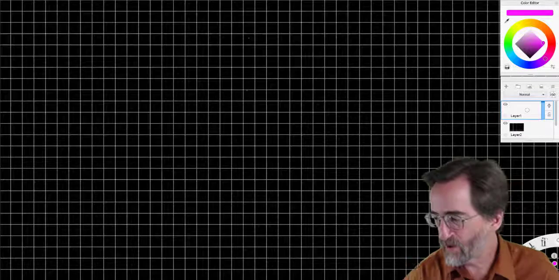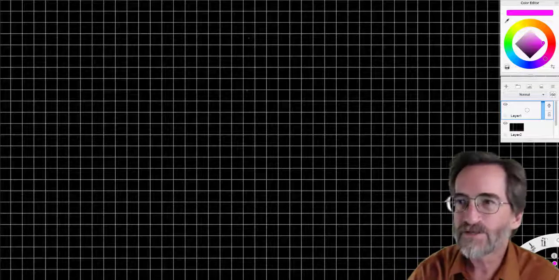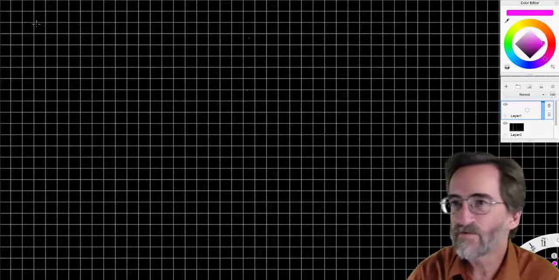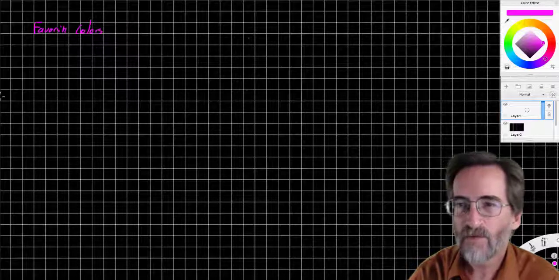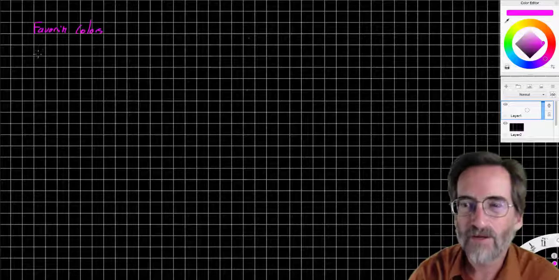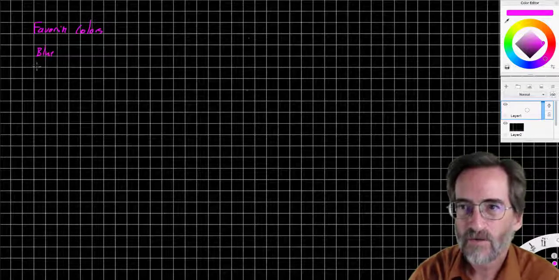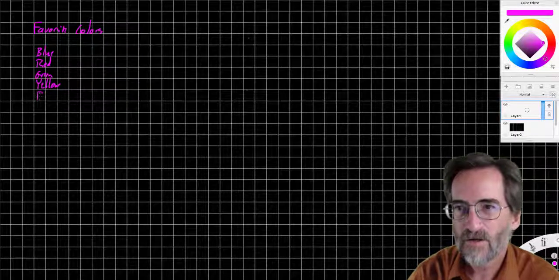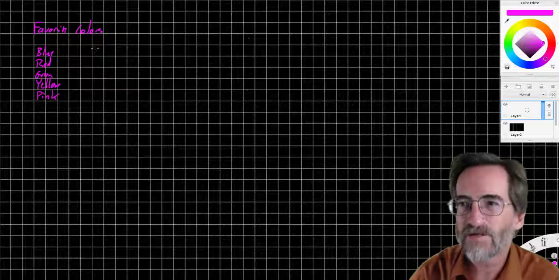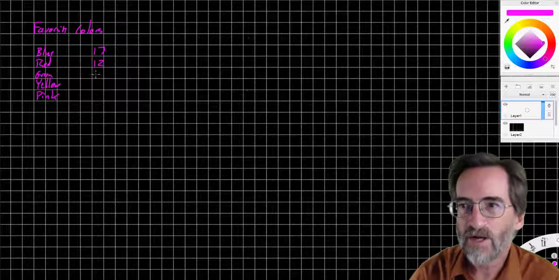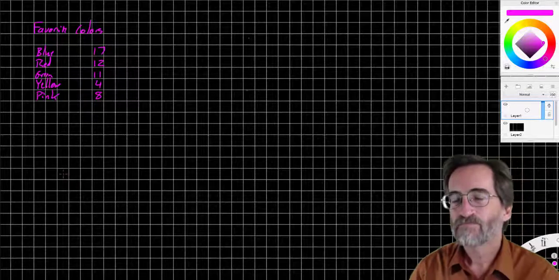So a bar graph is something that you're familiar with, hopefully. Let's say we did a survey, and our survey included favorite colors. On the survey they had these choices. They could pick blue, red, green, yellow, pink. I don't know. We'll go with that. And let's say of those surveyed, 17 liked blue, 12 liked red, 11 liked green, 4 liked yellow, and 8 liked pink.